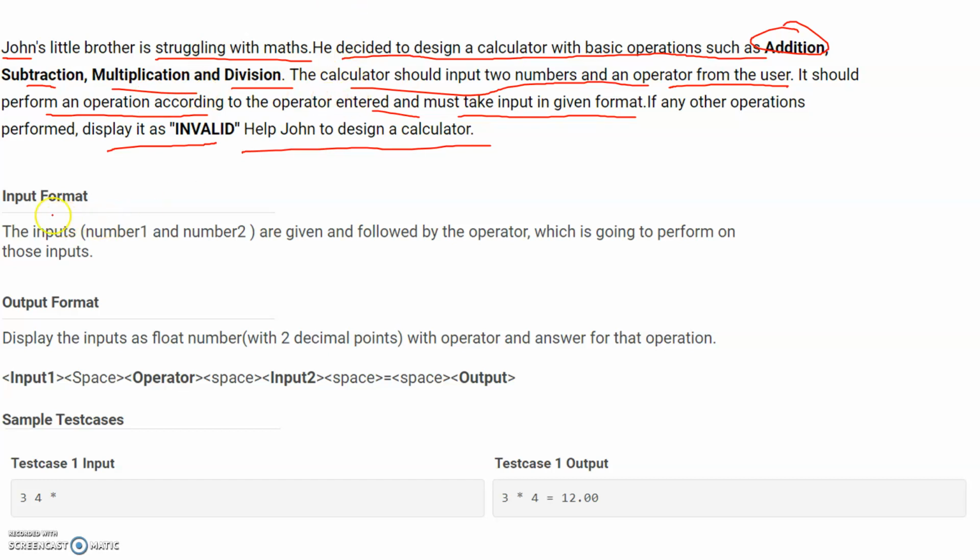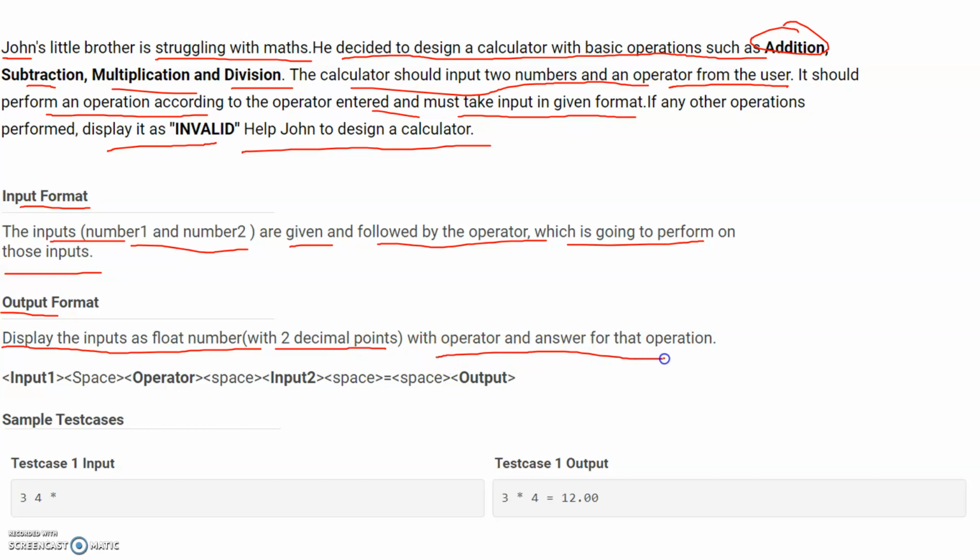See, the input format: the inputs number 1 and number 2 are given, followed by the operator which is going to be performed on those inputs. For the output format, display the input as float numbers with 2 decimal points, with the operator and the answer for that operation. So input 1, then space, then operator, then space, then input 2, then space, equal to, space, output.